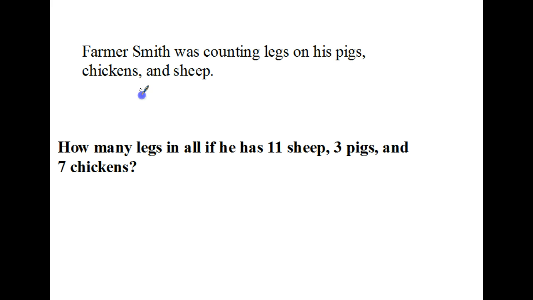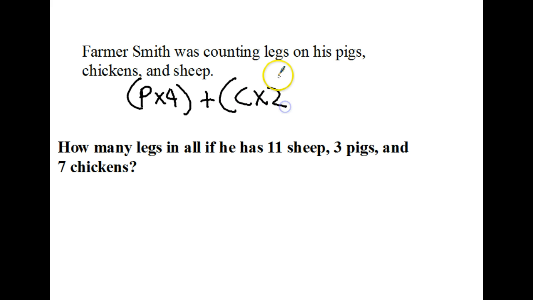Pigs have 4 legs, so P times 4 gives me the number of legs on the pigs, plus chickens have 2 legs, so C times 2, plus sheep have 4 legs. So there's my equation. And now down below I see how many of each thing he has, so I can just plug numbers in.